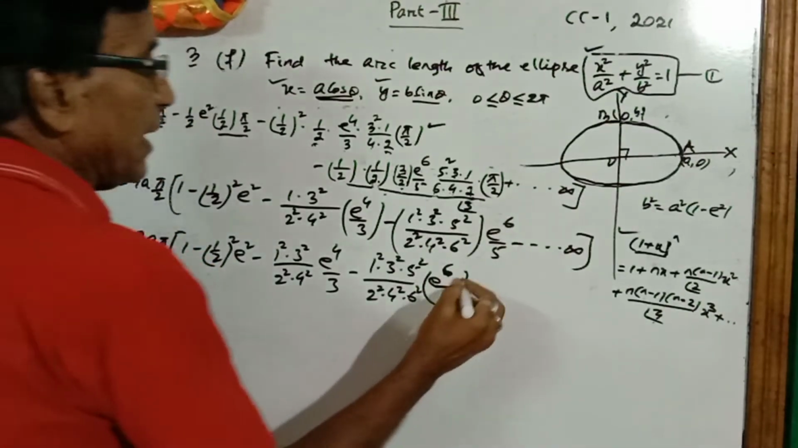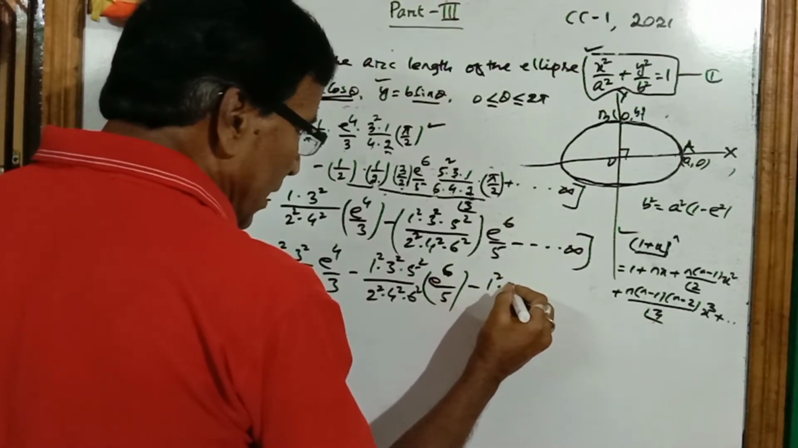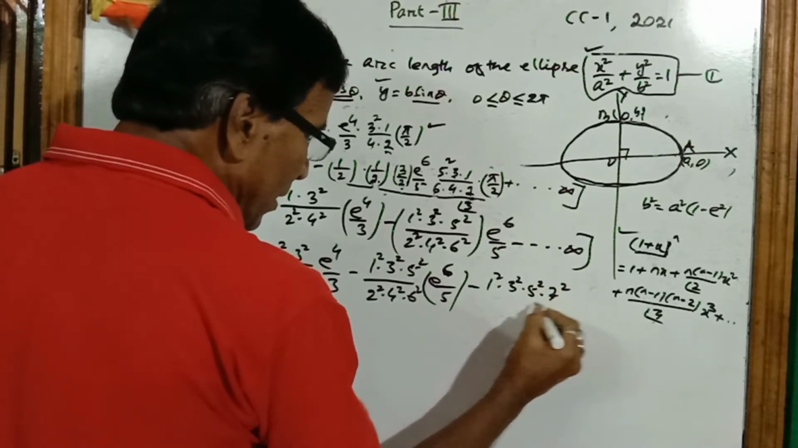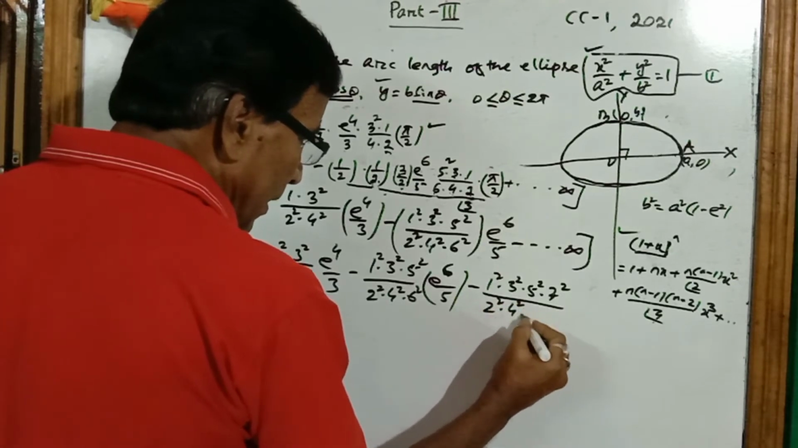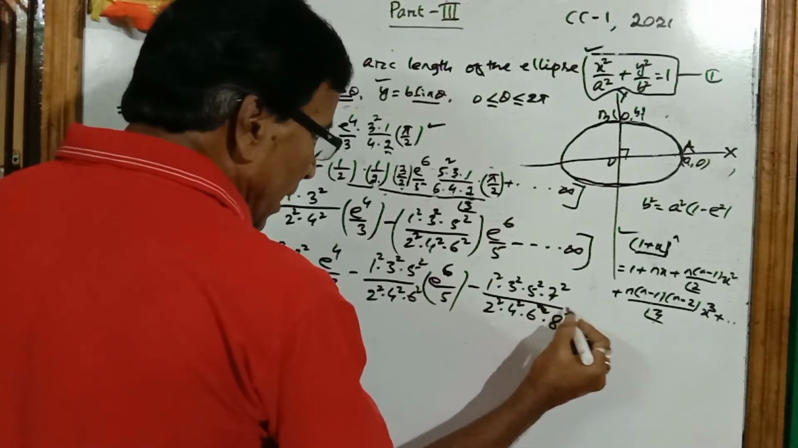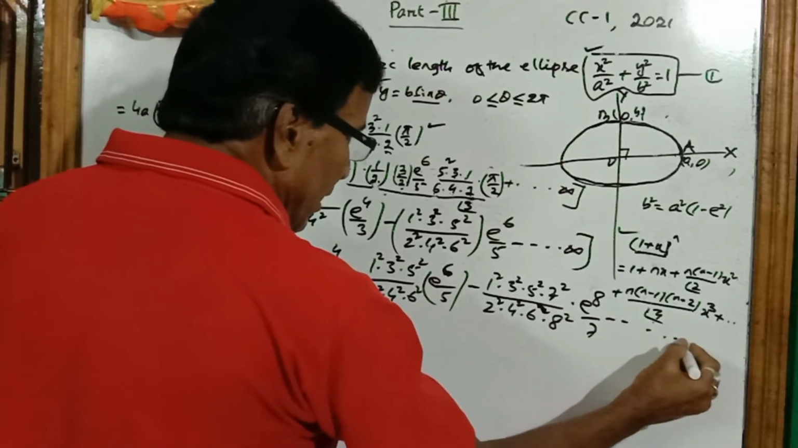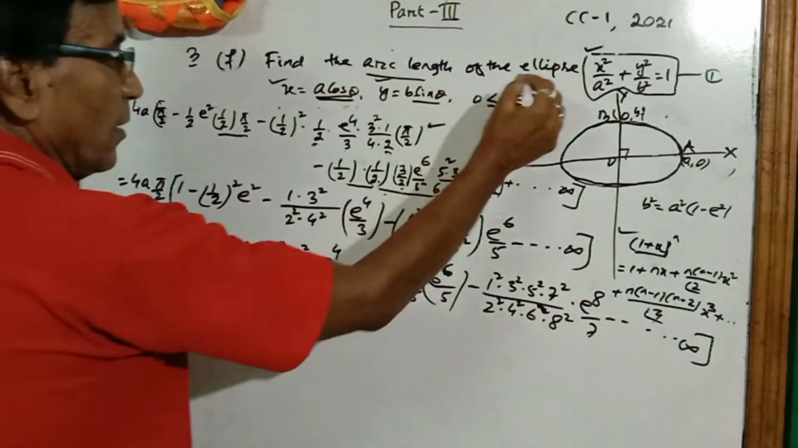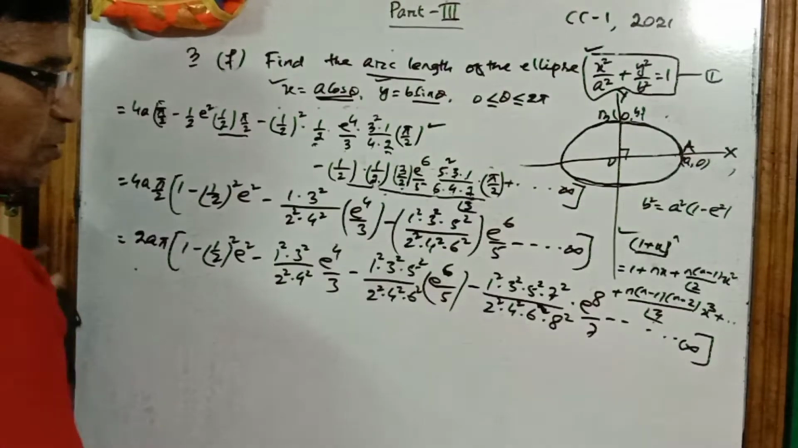Similarly, the next term will be 1² · 3² · 5² · 7² divided by 2² · 4² · 6² · 8² into e⁸ divided by 7. In this way it will continue up to infinity. So this is the arc length of the ellipse, whose parametric equation is x = a cos θ, y = b sin θ.